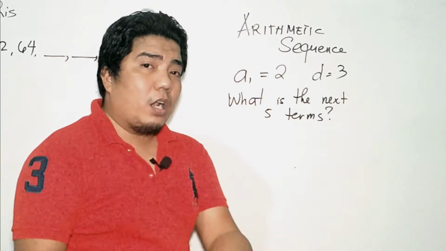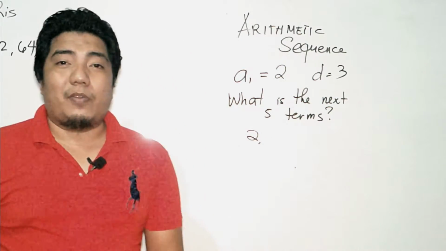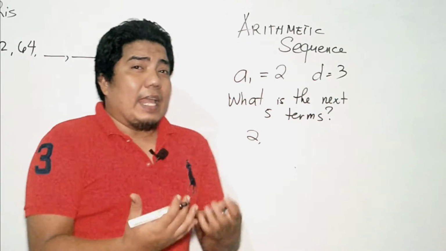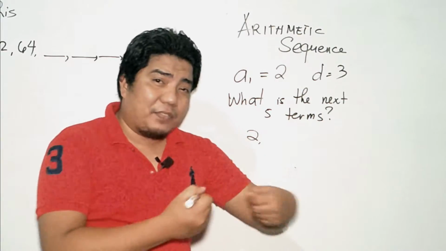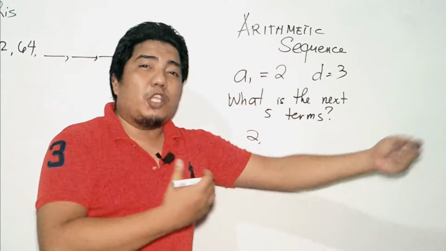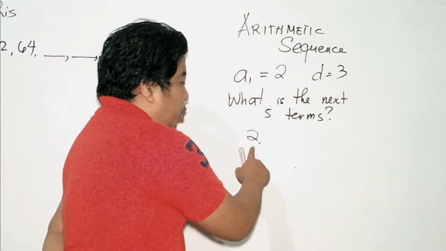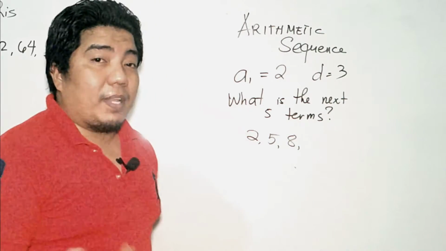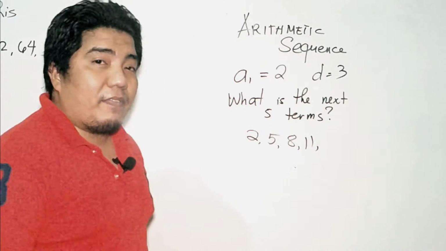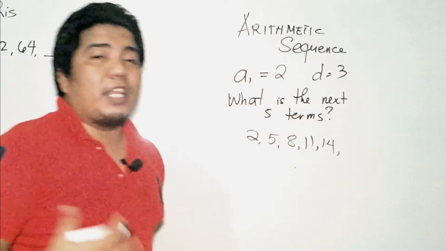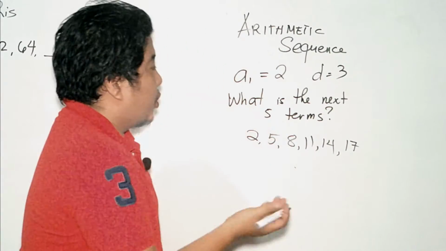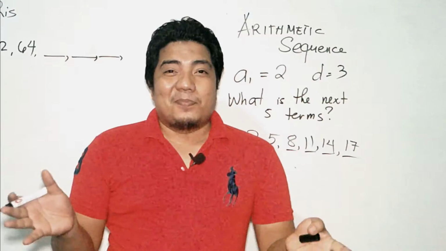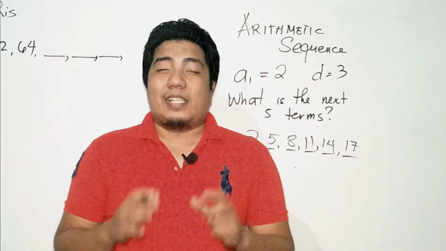We already have our first term, which is 2. Knowing that we already have our difference, which is positive 3, what we'll do is we just add positive 3 to the first term and continue it 5 times. Okay, so 2 plus 3, that is 5. 5 plus 3, that is 8. 8 plus 3, that is 11. And 11 plus 3, that is 14. And 14 plus 3 is 17. So, what are the next 5 terms? 5, 8, 11, 14, and 17. You got it, right? Because we already have discussed this kind of scenario.